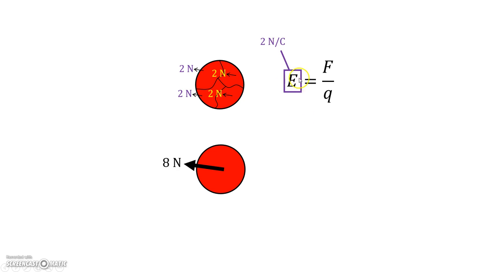This value E, electric field strength, is the force felt per coulomb. This value F is the total force felt by all of the coulombs together.